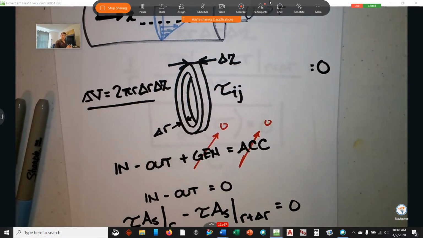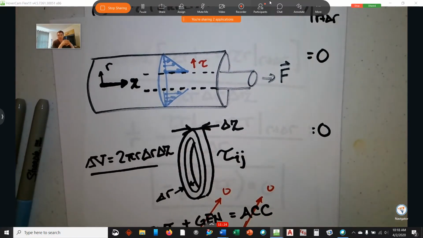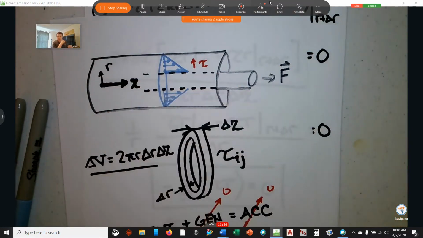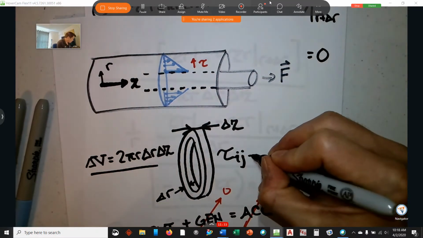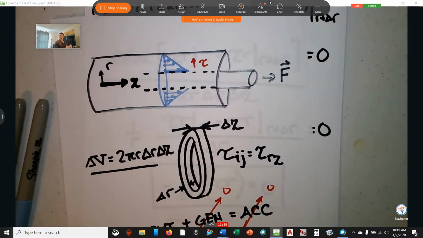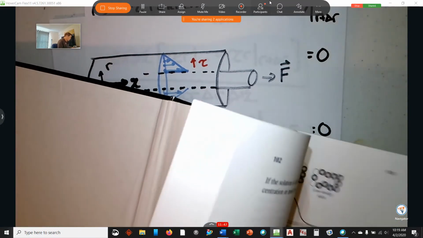tau ij. Tau ij. This is going to be the plane we're shearing and the direction of shear, i and j. So we're shearing a radial plane, looking at this image in this free body diagram here. We're going to be shearing a radial plane, and we shear that radial plane in the direction of z. So our tau ij is tau r z.